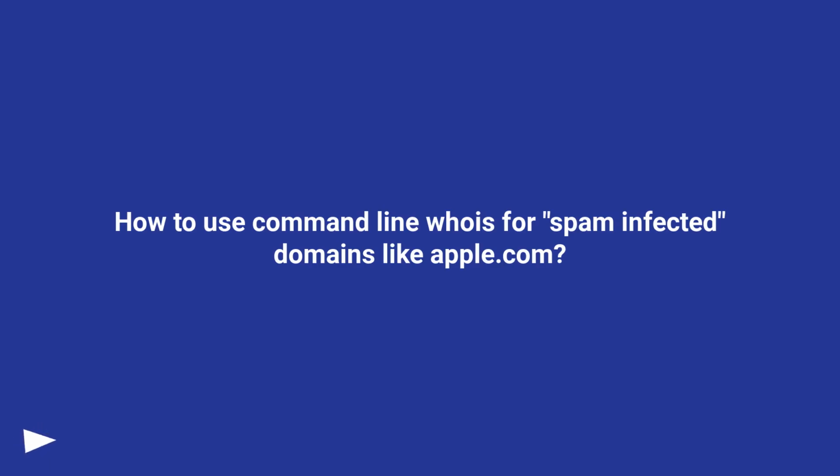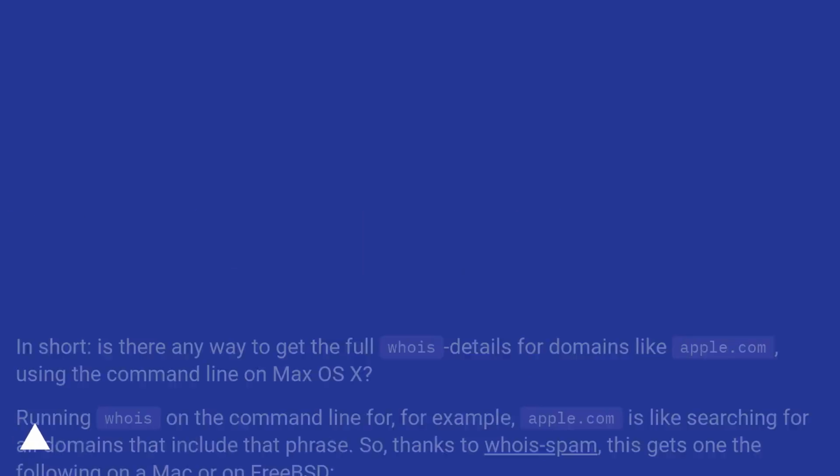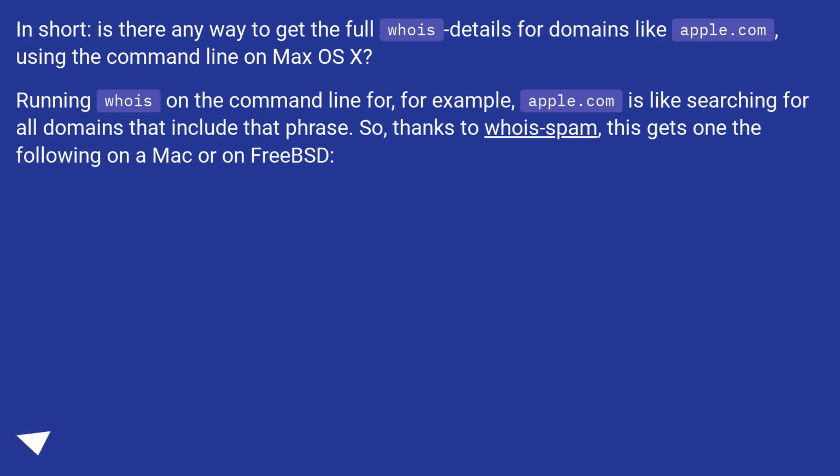How to use command line whois for spam infected domains like apple.com. In short, is there any way to get the full whois details for domains like apple.com using the command line of macOS X? Running whois on the command line for example, apple.com, is like searching for all domains that include that phrase. So, thanks to whois spam, this gets one the following on a Mac or on FreeBSD.